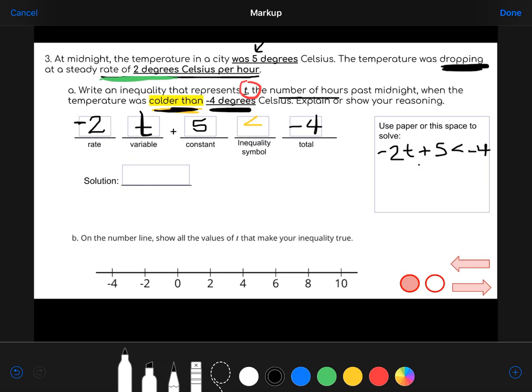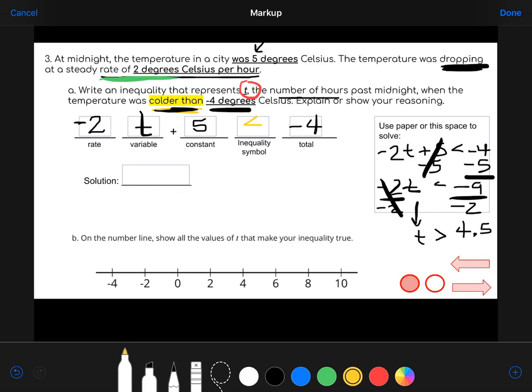So first thing I need to do is subtract 5 from both sides. Bring down negative 2t is less than negative 9. I need to divide by negative 2 on both sides. Going to bring down t. And remember, when you divide by a negative number, that flips your inequality symbol, so it now becomes greater than. We have negative 9 divided by negative 2, which is equal to positive 4.5. So my solution is t is greater than 4.5.